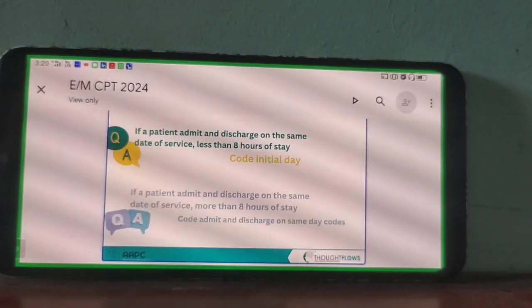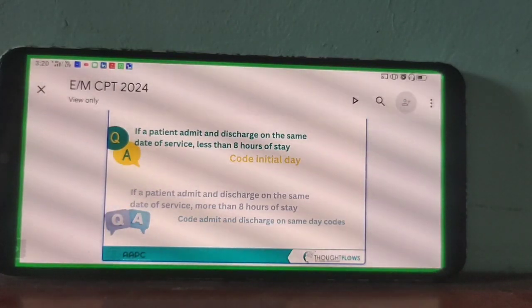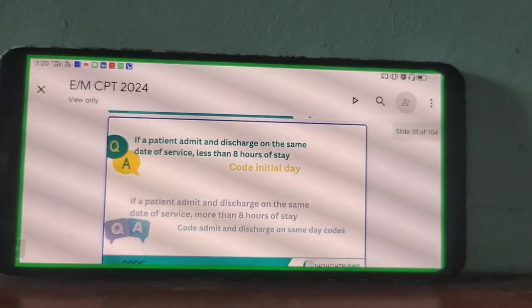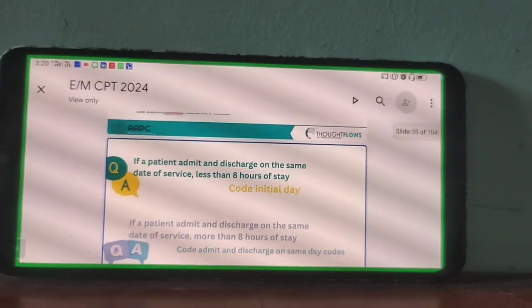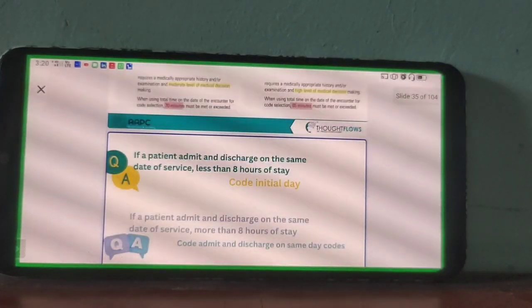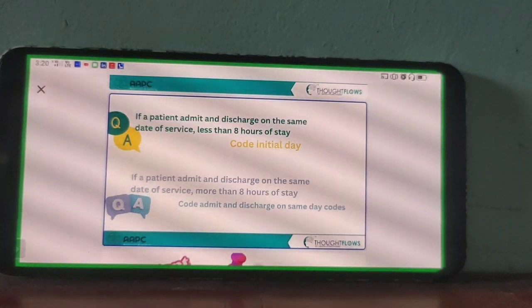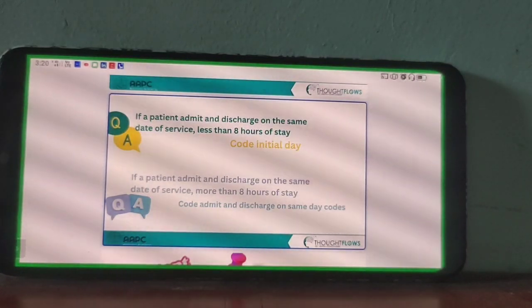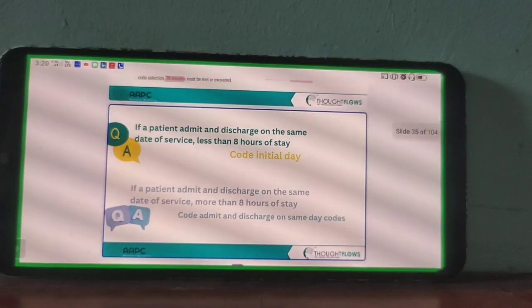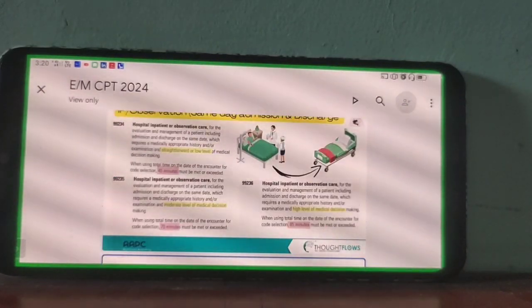Suppose the patient is admitted and discharged on the same day, but stays more than 8 hours, then we have to apply the 99234 to 99236 codes. Take note of the code ranges also. What is the code section for initial day? 99221 to 99223. What is the code for a patient admitted and discharged on the same day, but more than 8 hours? 99234 to 99236. Very, very important.